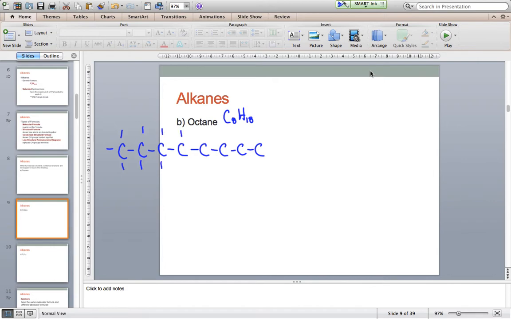Now, when, and only when, you've been doing organic chemistry as long as I have, it's acceptable to actually just draw the structural formula like this. I haven't written my H's.